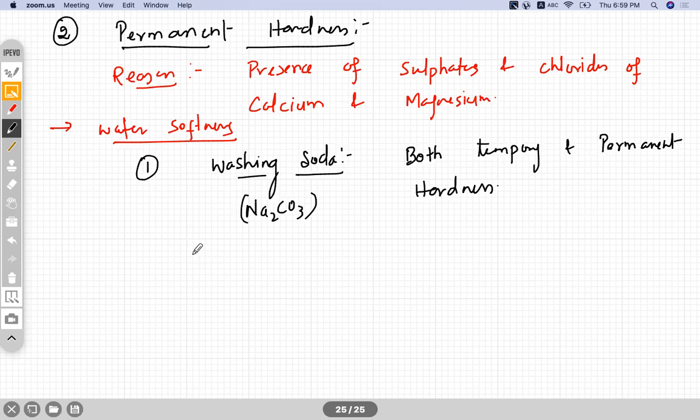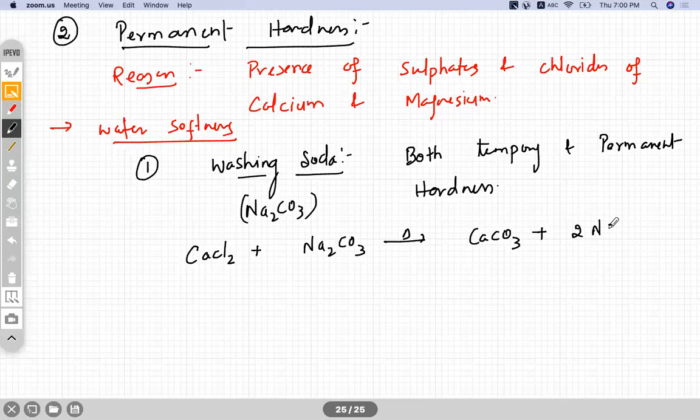So what happens in this? We have the chloride, CaCl2. Once you add washing soda, that is Na2CO3, into this and we heat it, first of all it forms calcium carbonate, which precipitates out, and it forms NaCl.